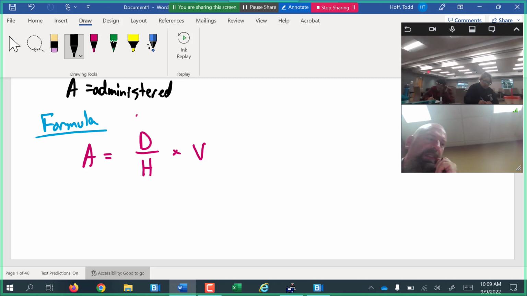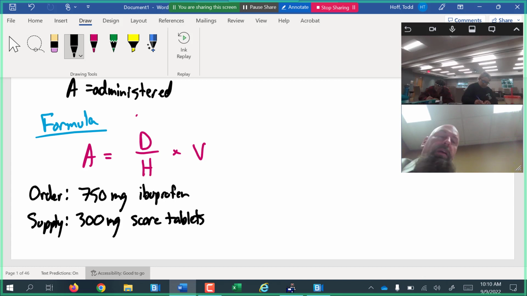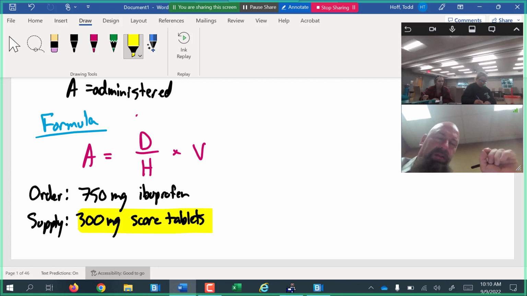So let's look at how this would work. Let's look at an example where we have an order for 750 milligrams of ibuprofen. And our supply, we have 300 milligram scored tablets. Now again, in the stuff I've always done, a scored tablet, we are capable of going to half a tablet. A capsule, we cannot divide. It's a whole capsule or nothing. But when it's a tablet, we can round to the nearest half a tablet.